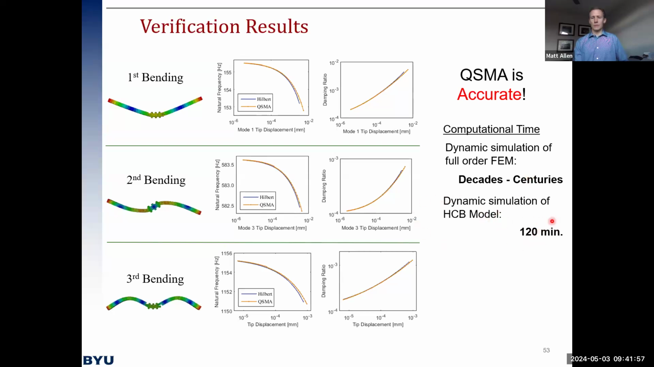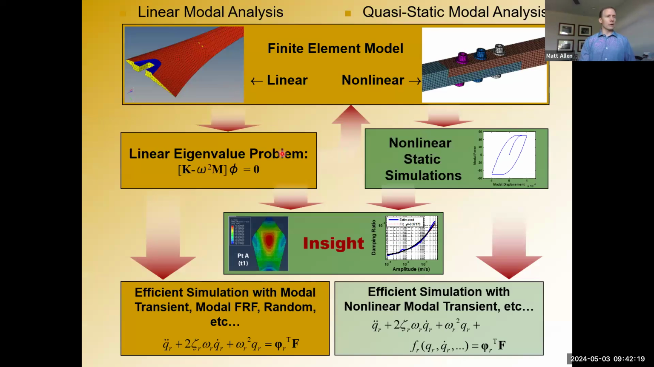With this reduced model, it took about 2 hours to generate the blue curves. And as I mentioned earlier, if we'd done that on the full FEM without any Craig-Bampton reduction, we'd be talking decades or centuries. How long did quasi-static analysis take? Less than a second.